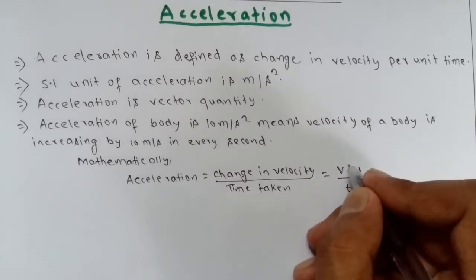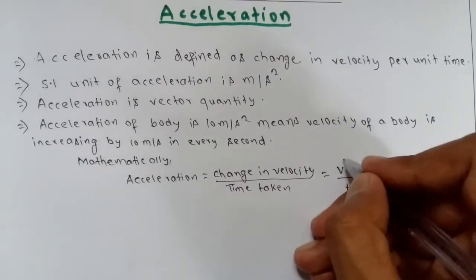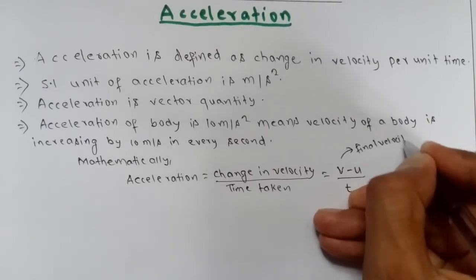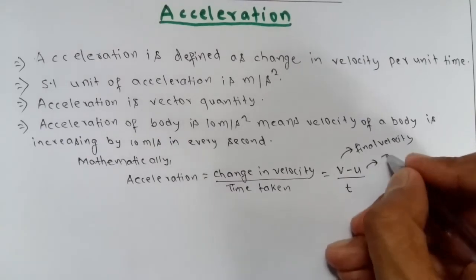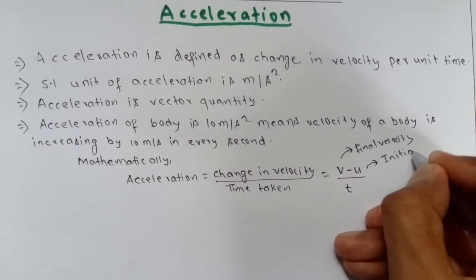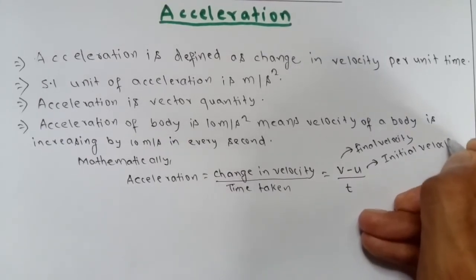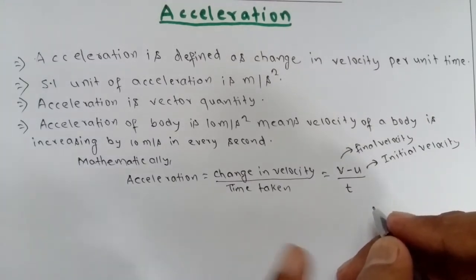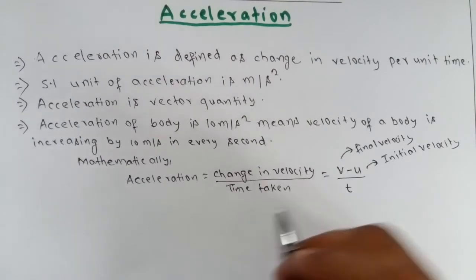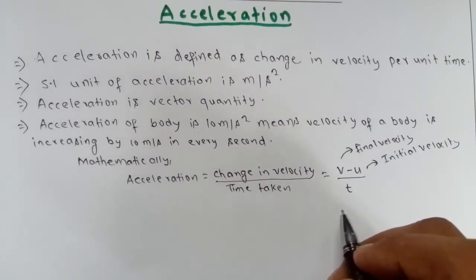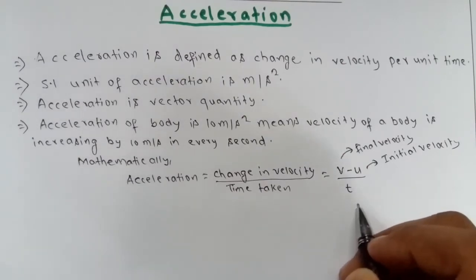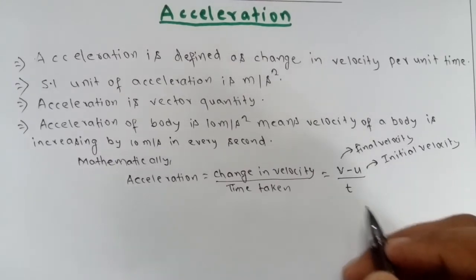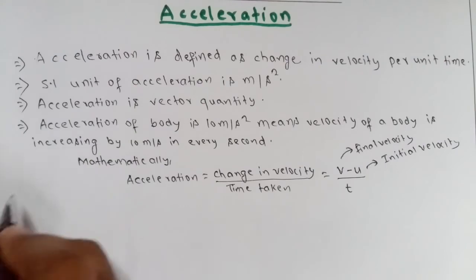Here v is the final velocity, u is the initial velocity, and t is the time taken. So the formula of acceleration is a equals v minus u by t, which is important for numericals.